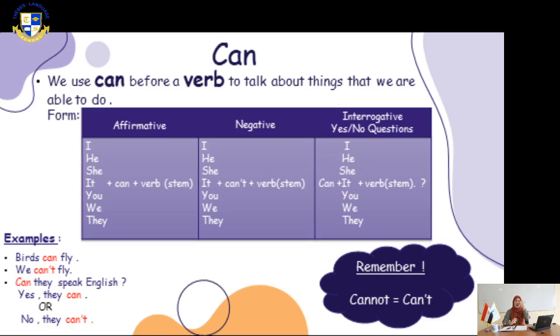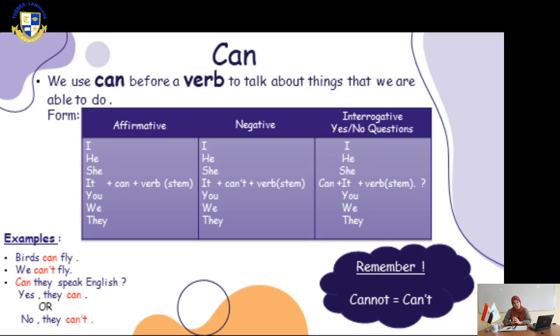Okay? It shows us that there is ability. Okay, in the affirmative form, we put the personal pronoun at the beginning of the sentence, or the noun. And we said before that the personal pronouns are I, he, she, it, we, you, they. Those are the personal pronouns in the English language.